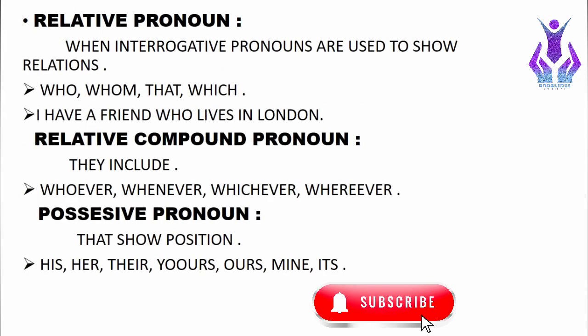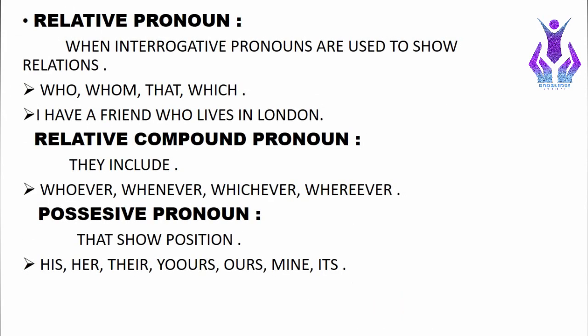The next is relative pronoun. When interrogative pronouns are used to show relation, when we use the question words to show the relation, these are relative pronouns. For example, who, whom, that, which. We can take it from a sentence: I have a friend who lives in London. You can have one other example: Do you know the person whom I talked to? So these are kinds of relative pronoun.